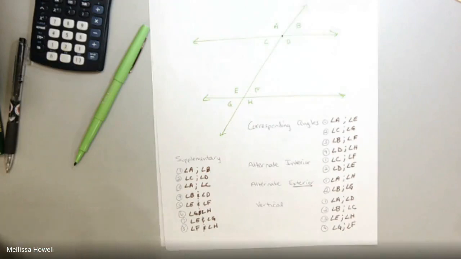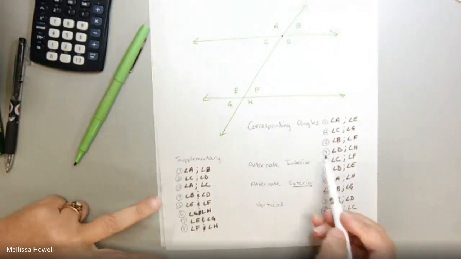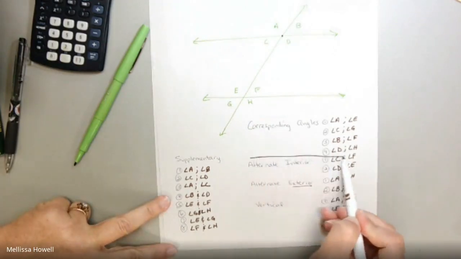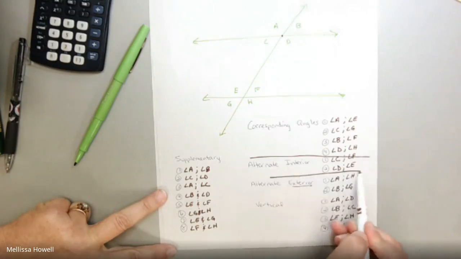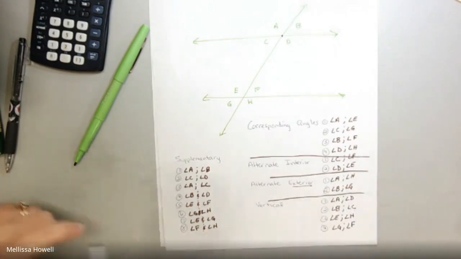Feel free to copy this into your notebook. It is a pretty good little chart for you to have, and also for you to know how many of each type of angles there are. It's also good for you to just write it. It'll go into your long-term memory a little bit easier. If at any point you need to hear it again, feel free to back up the video and rewatch a certain part.